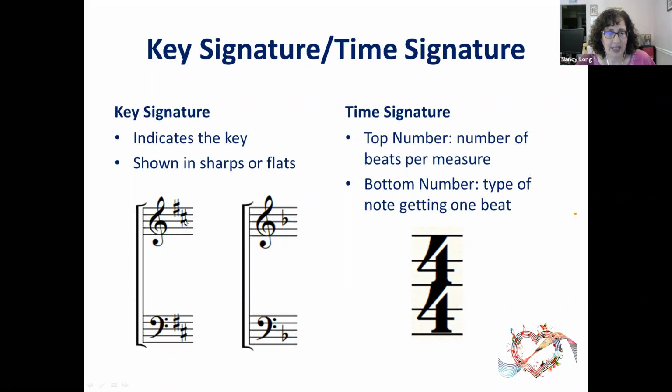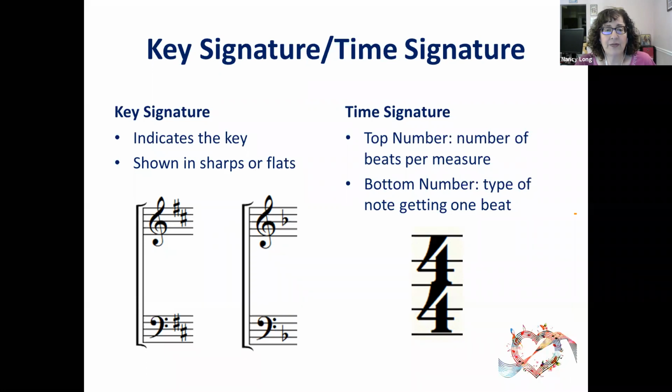It tells you what key it is. And basically, it tells you that every time that you see a C in this piece, whether it's this C up here, or whether it's middle C, or whether it's this C down here in the bass clef, it will always be played as C sharp, not C natural.